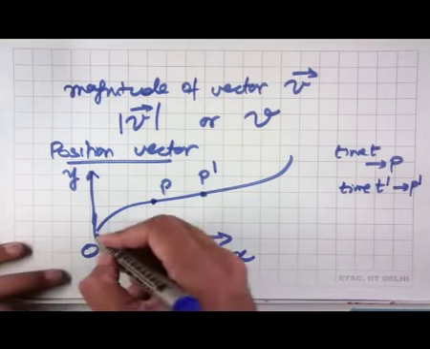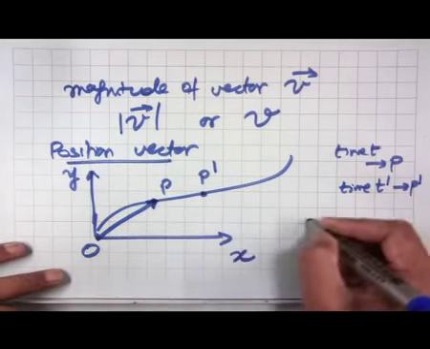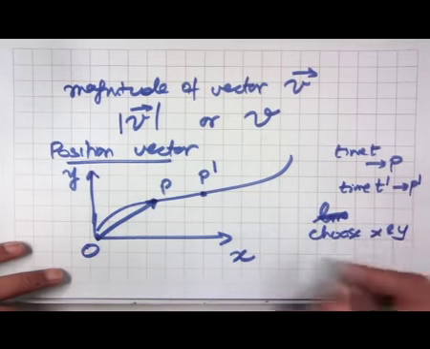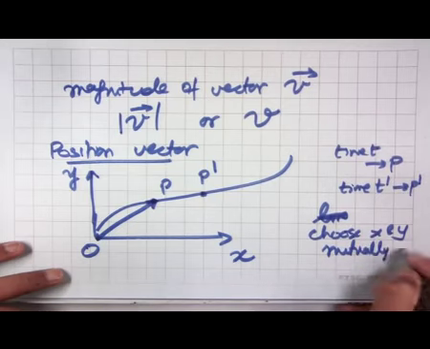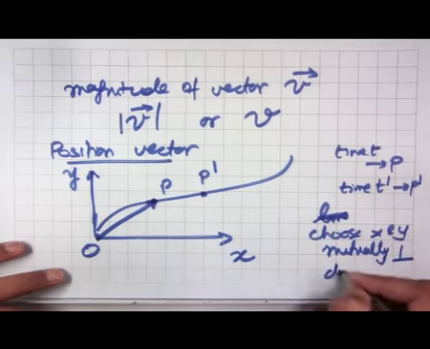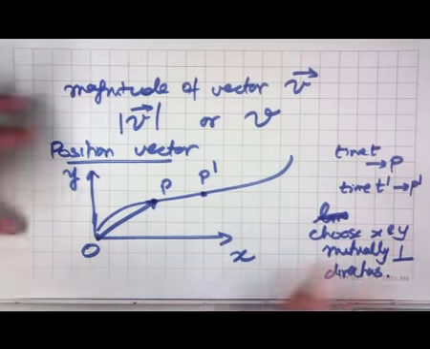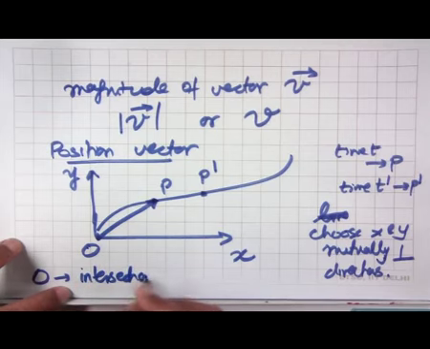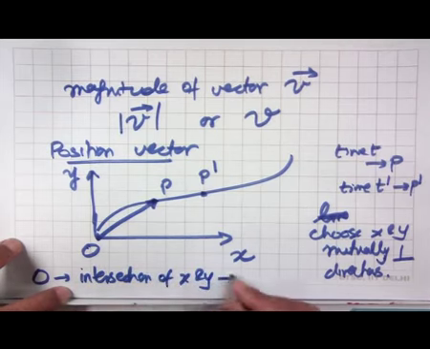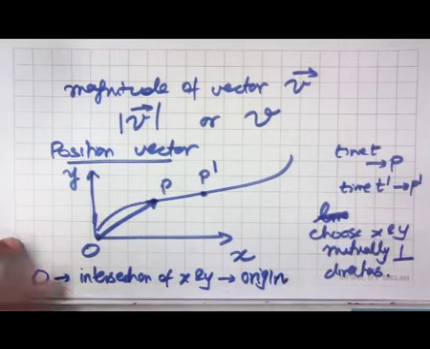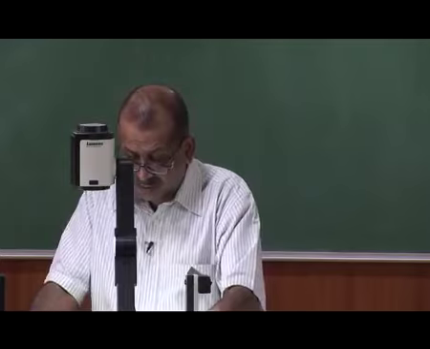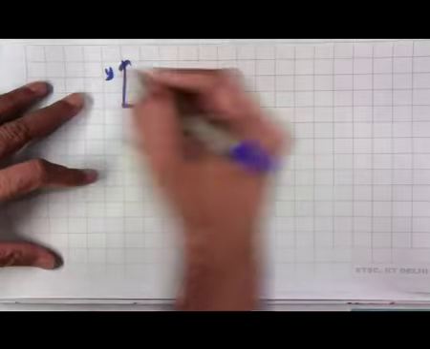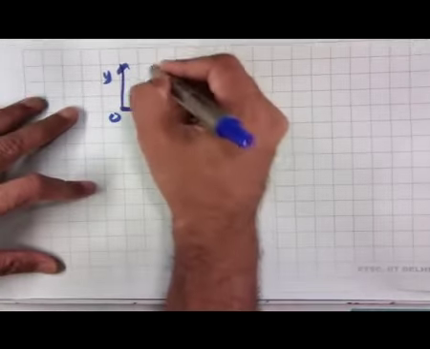Now, what we do is we draw the line. So, we choose x and y which are mutually perpendicular directions, and O is the intersection of x and y, called the origin. So, we will draw this again. We have here x, y, this is O, this is P.